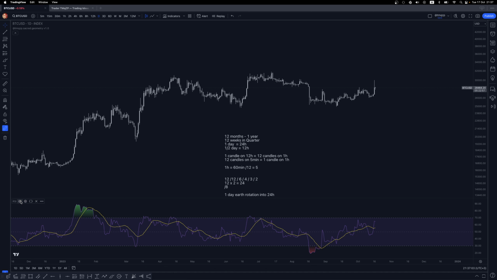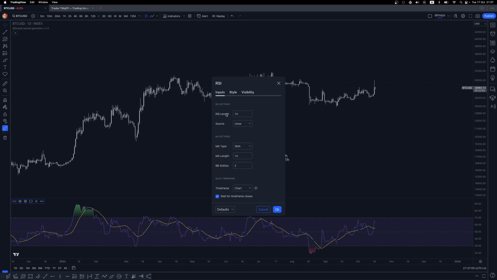Add an indicator, throw in an RSI, just the basic one. If you go into the settings, there's a length, and here the length by default is set to 14. I think this is just a weird number. You can divide it by 7 and that's it, or 2.